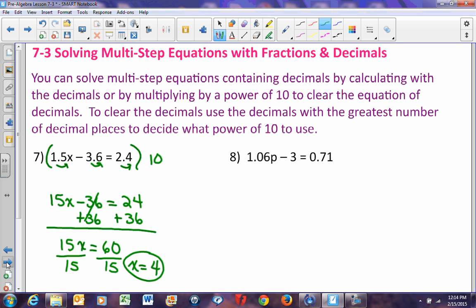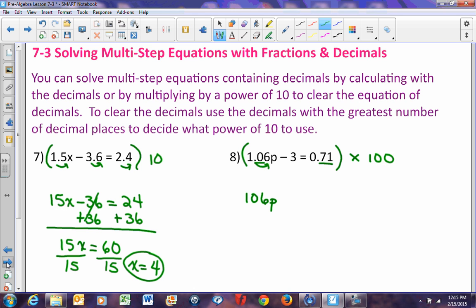If we look at problem number 8, we'll see that we have 2 decimal places in this problem, none in the 3 and 2 here. So we need to take this entire thing and multiply it by 100, because we need to move the decimal 2 places to the right. So if we move the decimal 2 places to the right, 1.06p becomes 106p.